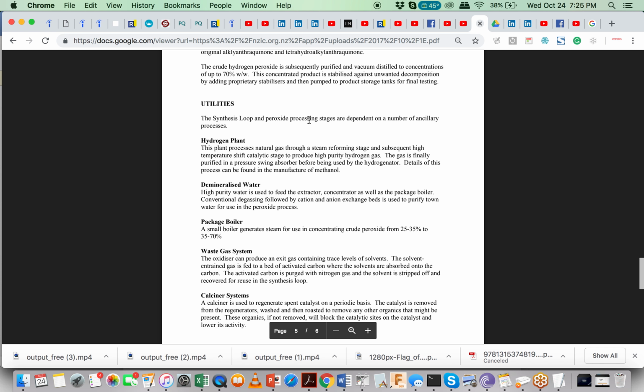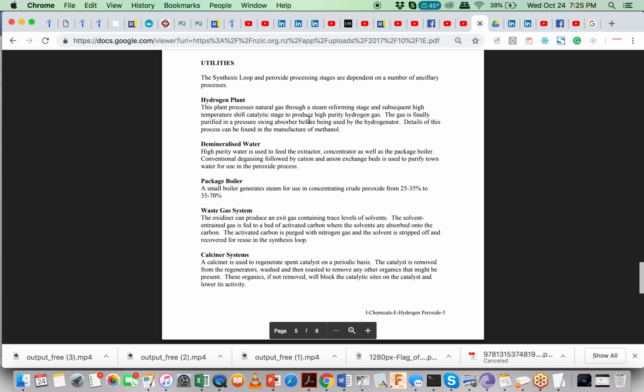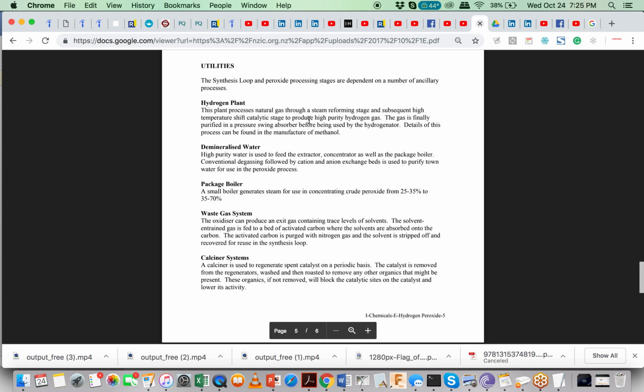This concentrated product is stabilized against unwanted decomposition by adding proprietary stabilizers and then pumped to product storage tanks for final testing. Utilities. The synthesis loop and peroxide processing stages are dependent on a number of ancillary processes.